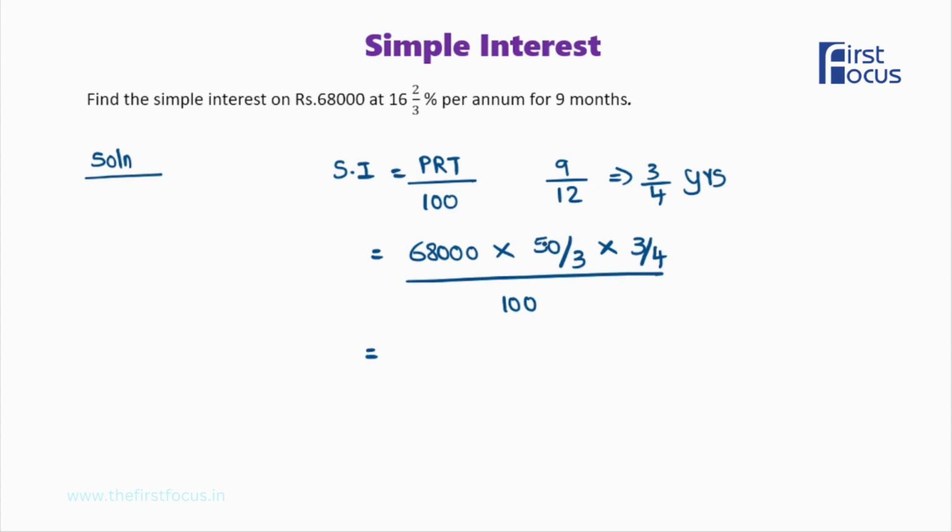On solving this by cancellation, we get 2 times 50 is 100, 3 gets cancelled, 4 times 17,000 is 68,000, and 2 times 8,500 is 17,000. So the simple interest for the amount for this time period is 8,500 rupees.